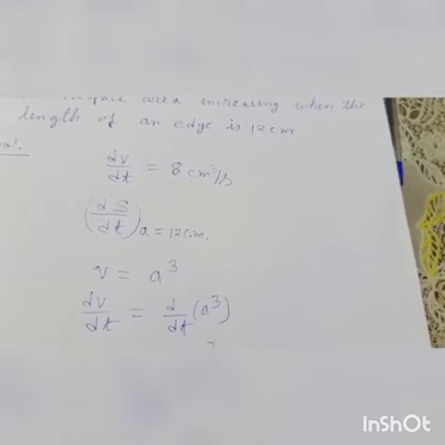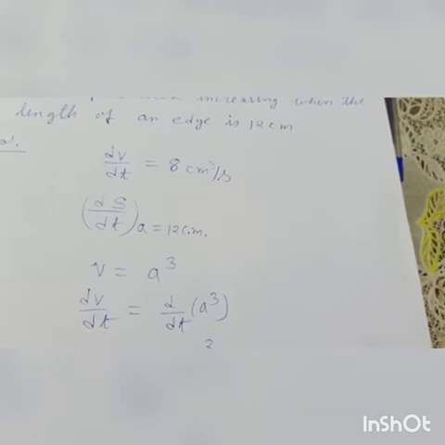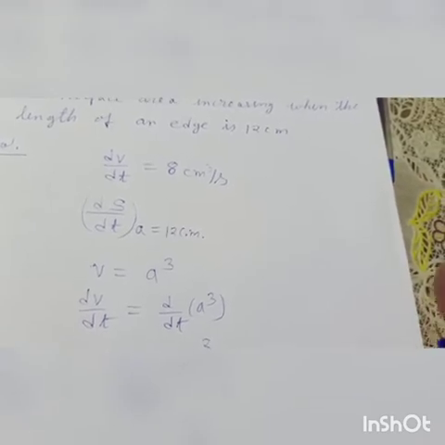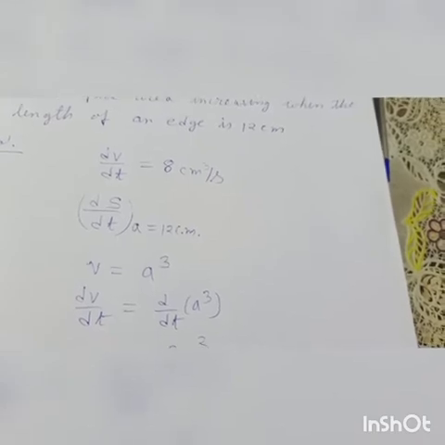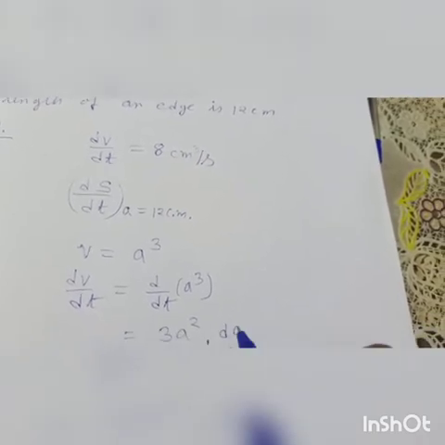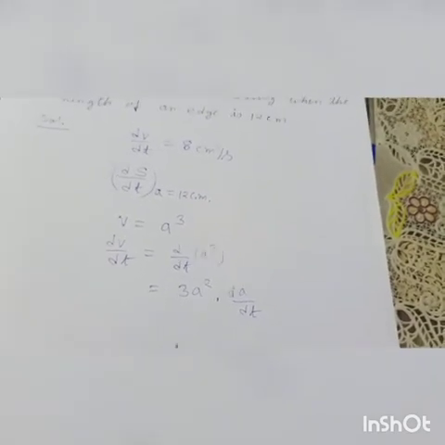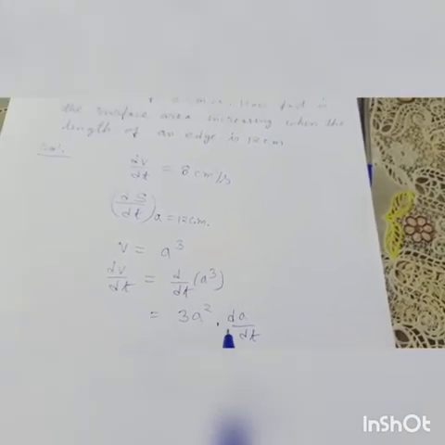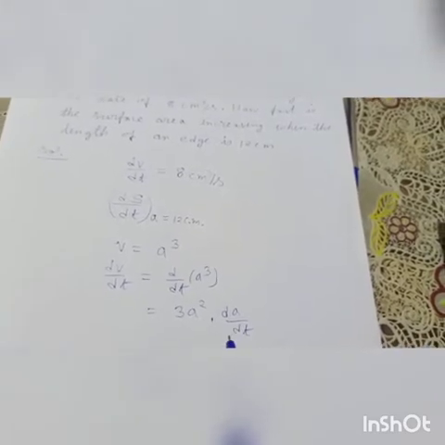3a square, as d upon dt of x square, d upon dt of t square will be 2t, same as d upon dt of a cube will be 3a square, but a is variable, so we have to differentiate a again, dA upon dt. So rate of change of a is also included. dV upon dt equal to 3a square into dA upon dt. This is the value of rate of change of volume.